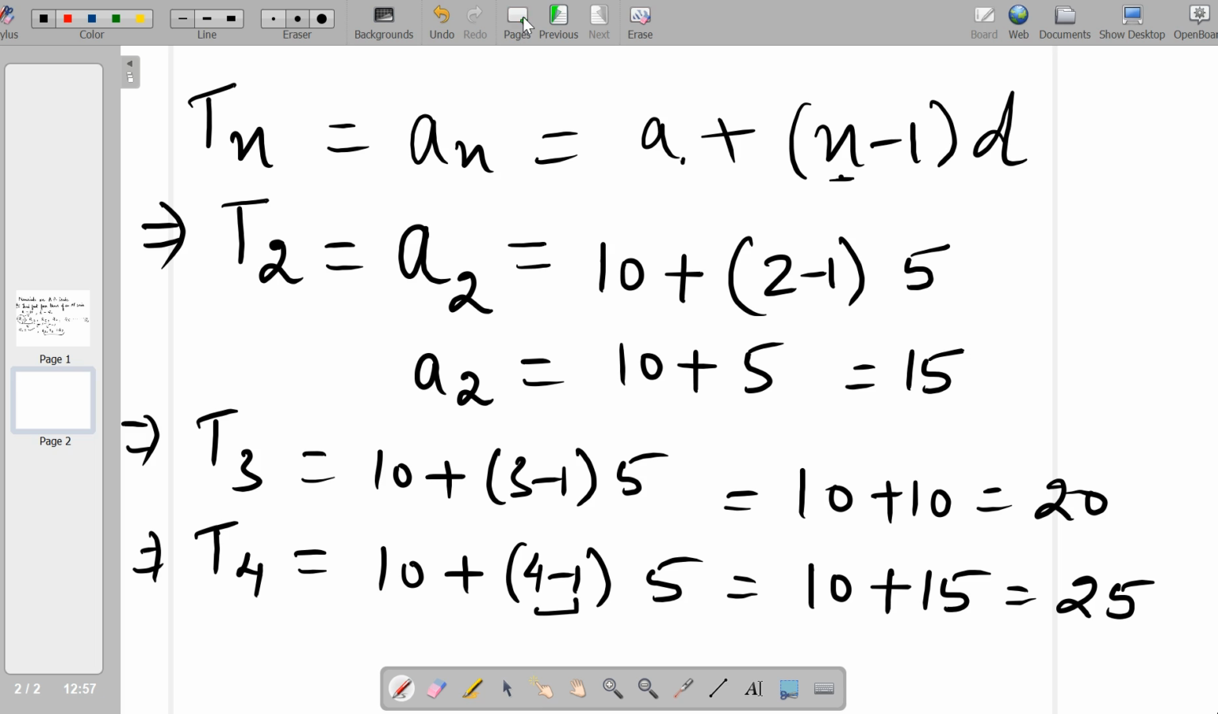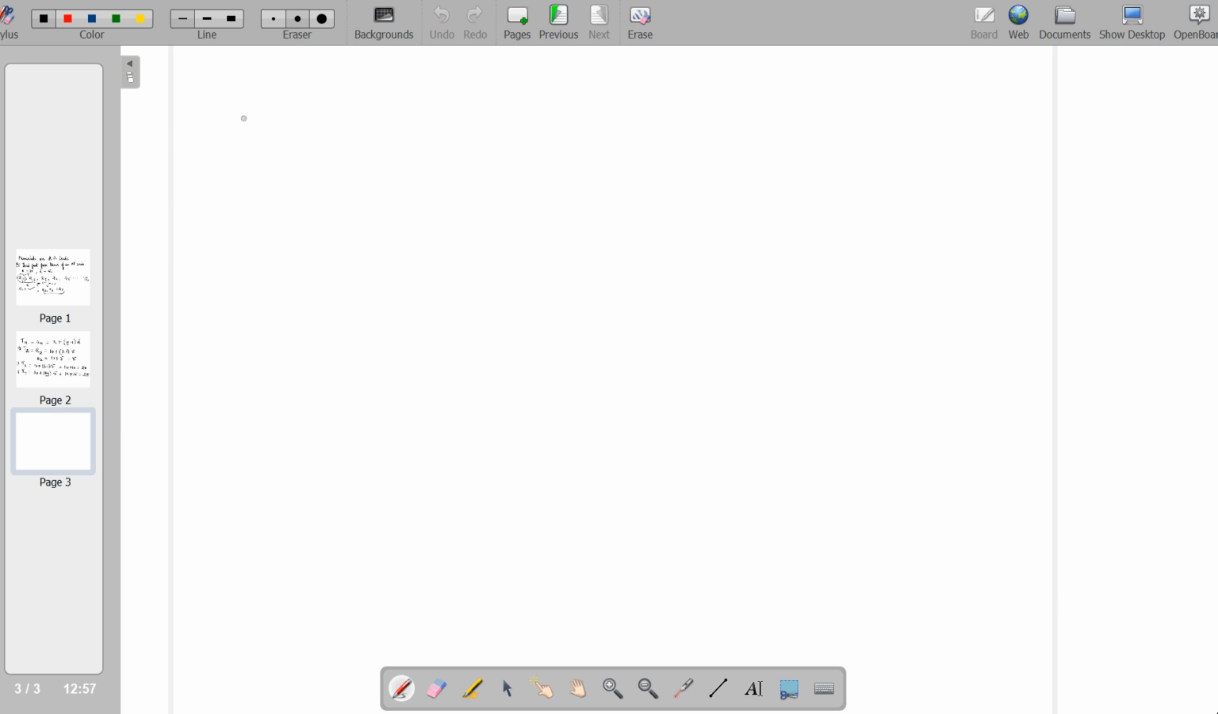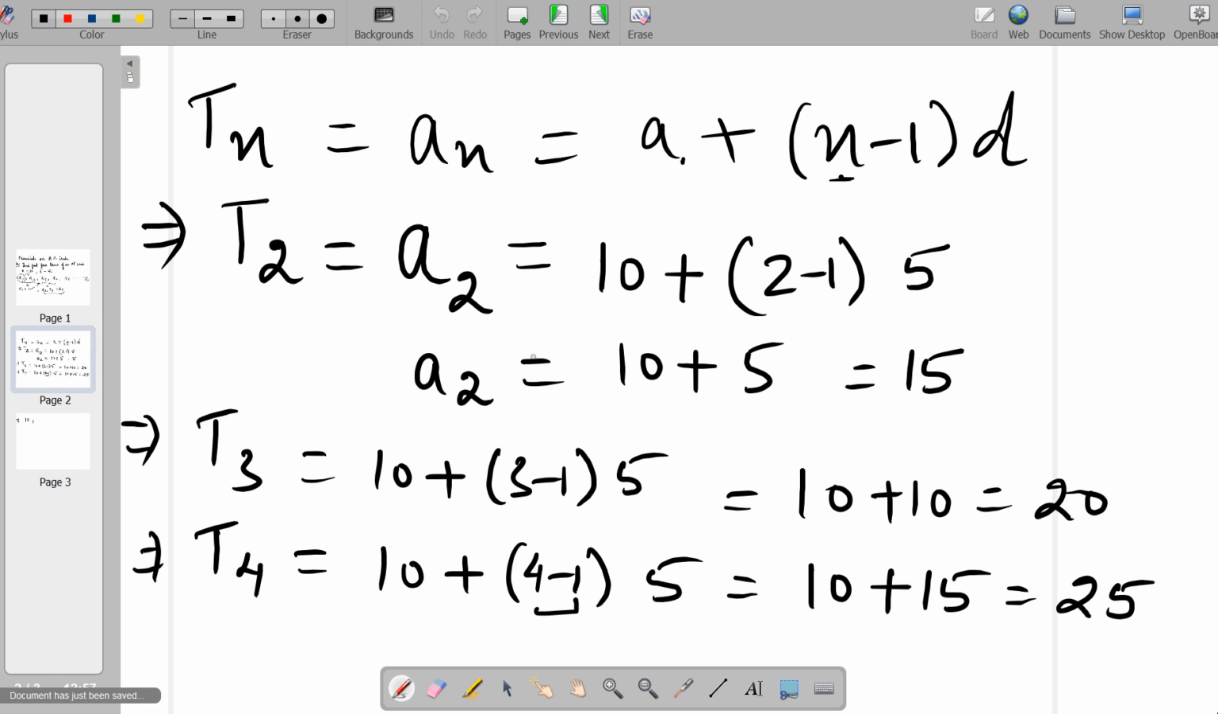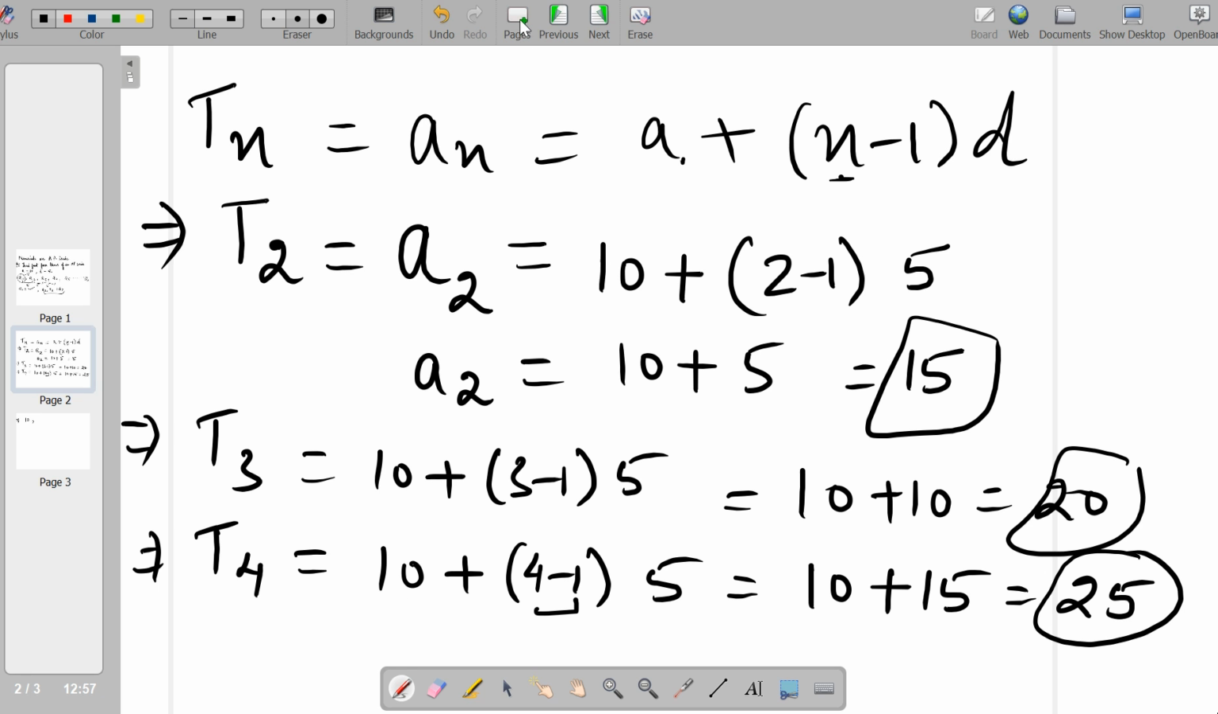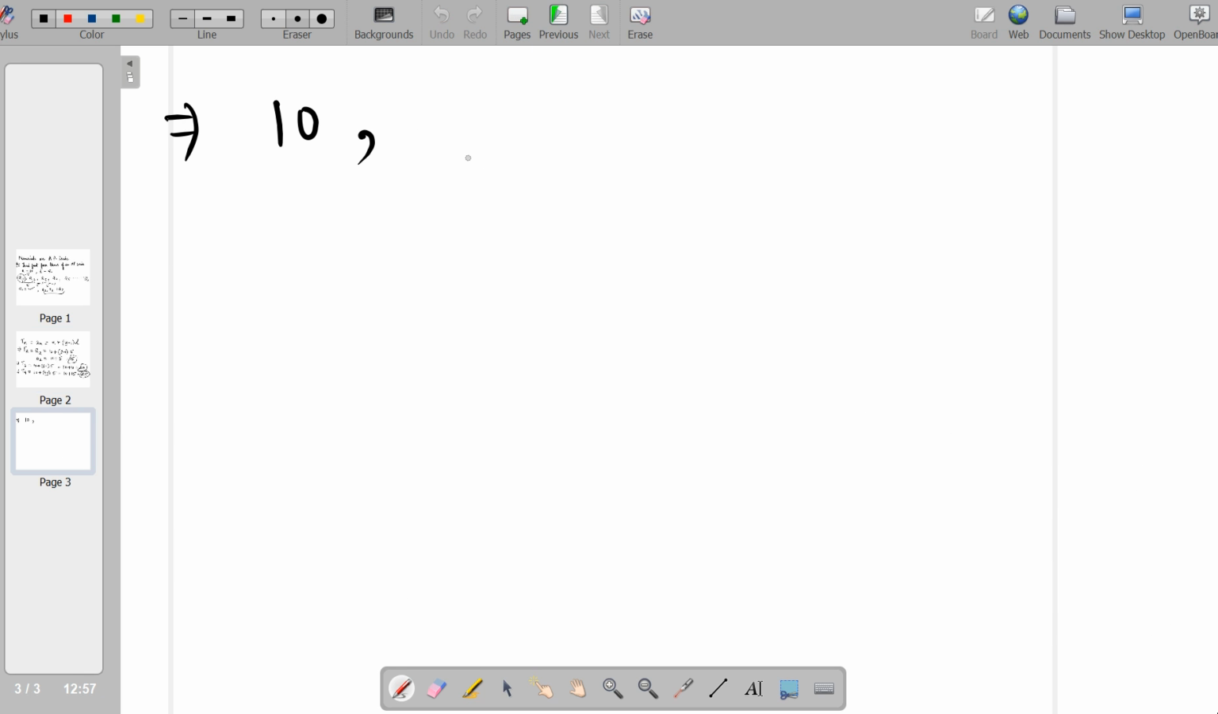So if you write them all together, your series will look like this: your first element was 10, second element was 15, then 20, and then 25. So 10, 15, 20, 25 dotted up to n.